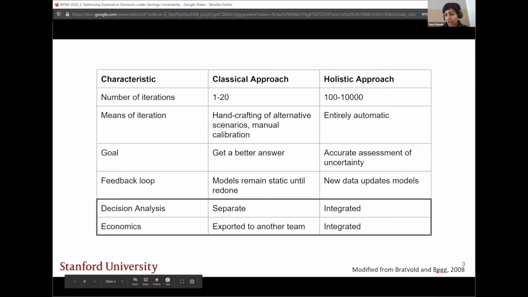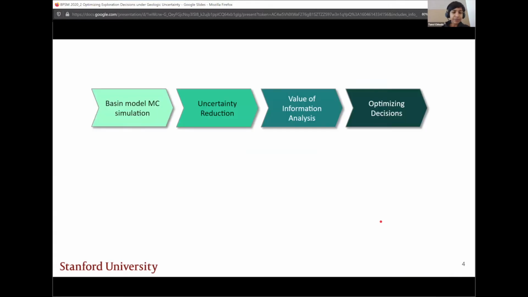And note that Brotwald and Begg, who sort of recommended this holistic approach, did recommend influence diagrams as the best way to achieve this, but they hadn't yet illustrated how to go about implementing it on a real basin.